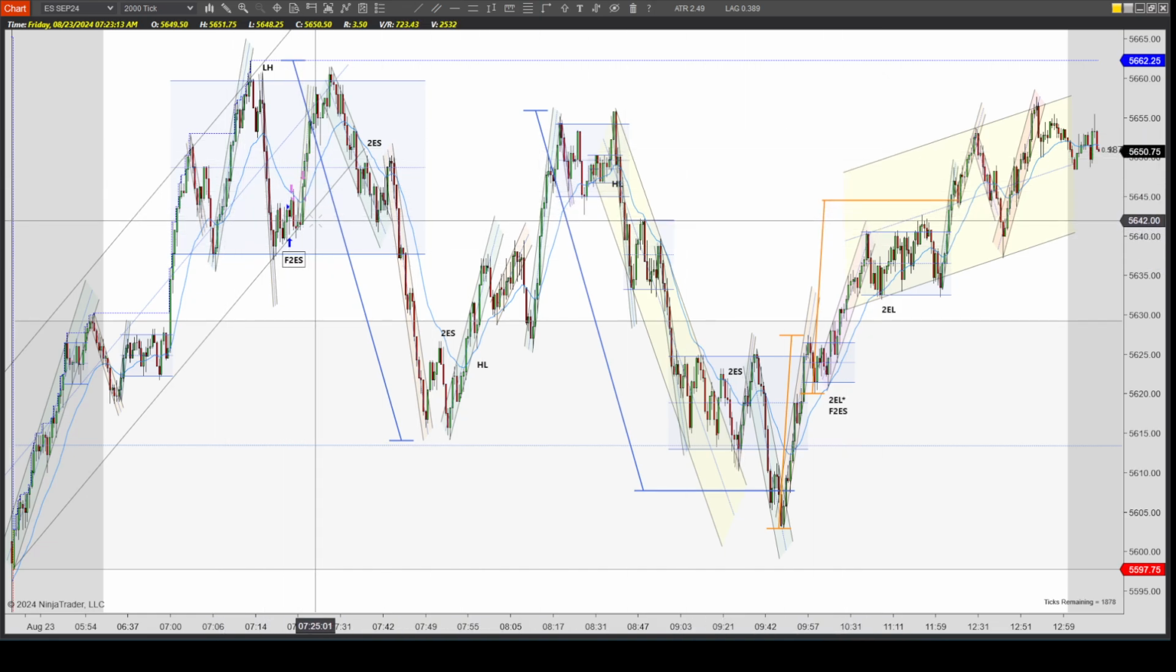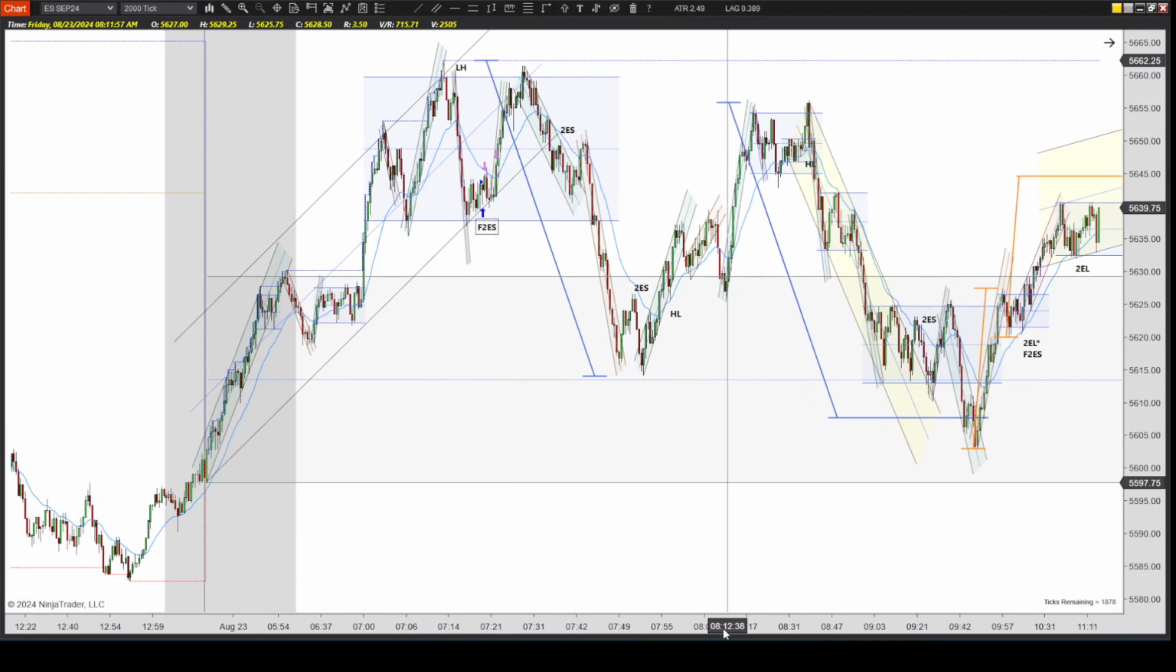So there weren't too many setups that I could find. There were a couple, well, more than a couple. There's just not too many, and I took one trade. I'm going to get into the setups right now.